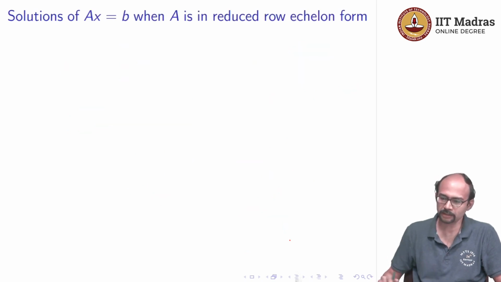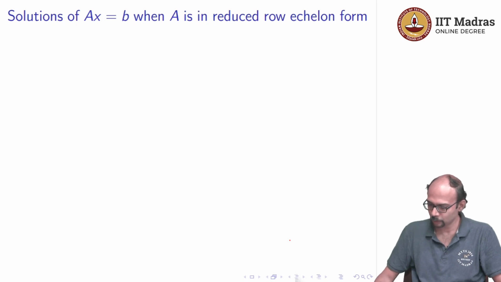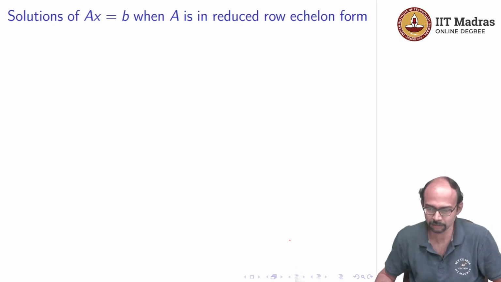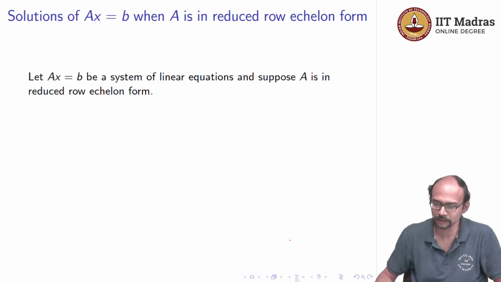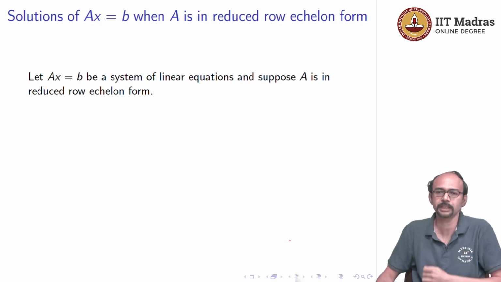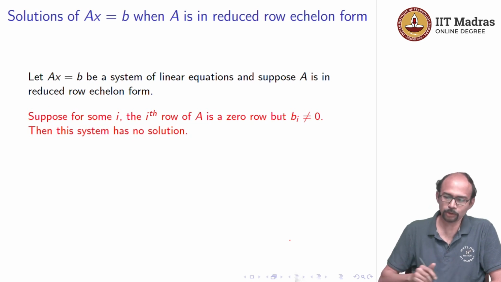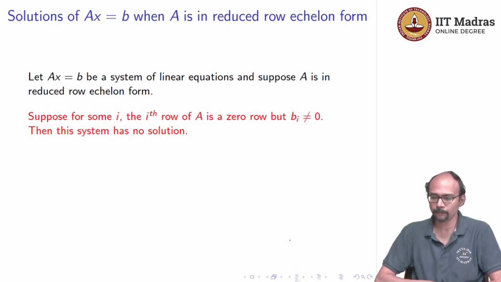Okay. So, solutions of Ax is b when A is in reduced row echelon form. We did not do one small case in the examples, but I will state it here before I talk about the general situation. Okay. So, let Ax is b be a system of linear equations, and suppose A is in reduced row echelon form. Suppose for some i, the ith row of A is a 0 row, but bi is non-zero. So, the ith row of A is 0, but the corresponding constant bi is not 0. Then this system has no solution.